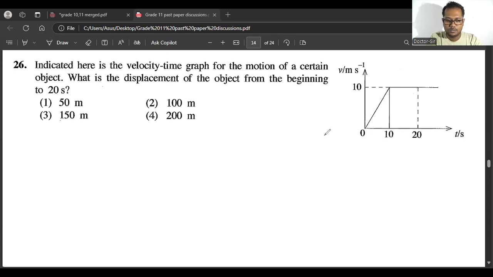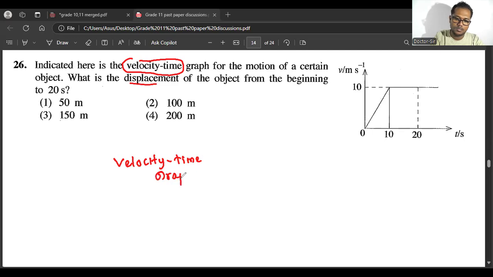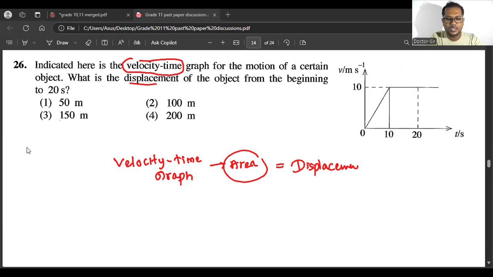Yes, most of you are correct. Super. So here they mention a velocity time graph, and now they ask about the displacement. So how can we find this in the velocity time graph? The area under the curve is equal to displacement. So we can find the area of these graphs.